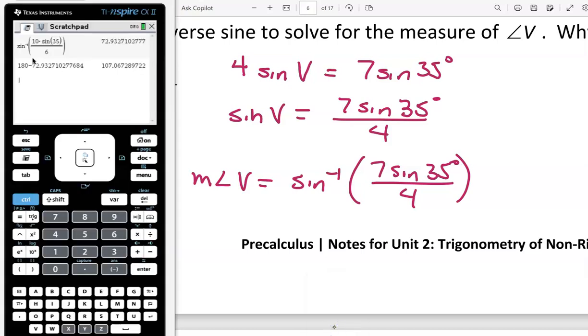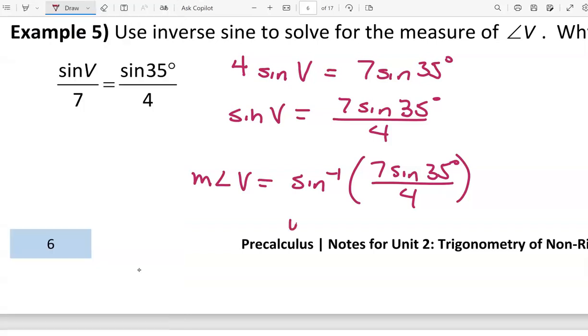And let's bring up our calculator. So I want to type the inverse sine. It's in our trig menu. And control divide for a fraction. So 7 times the sine of 35 degrees divided by 4. And that's going to produce an undefined result. So that's undefined. And I want to make sure that we understand why we got that result. Why was there no solution for this equation?